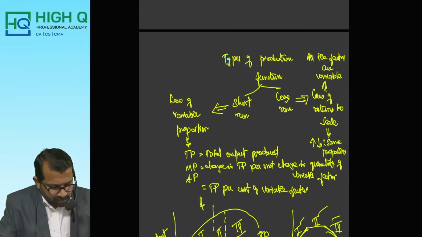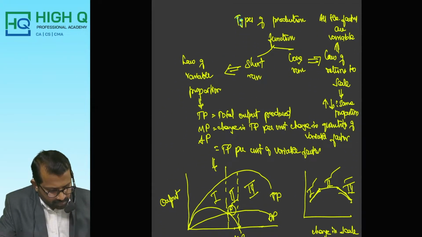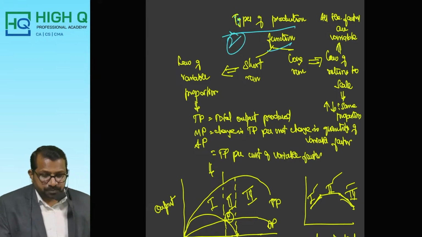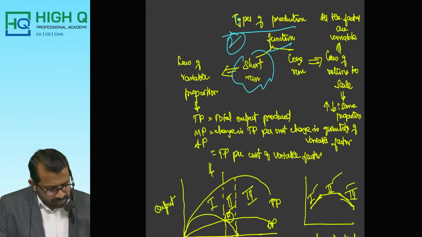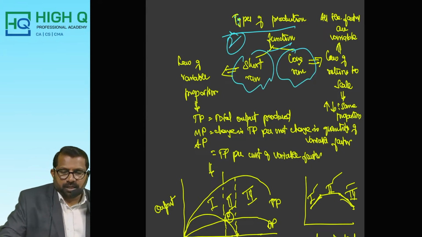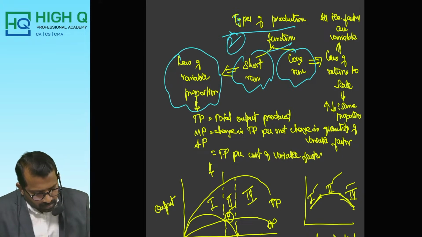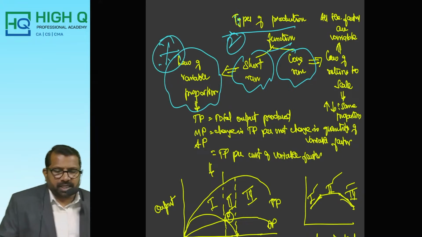So these two are very much important for your examination. First, what you have to do is types of production. How many types? There are 2. One is short run, another one is long run. Short run deals with the law of variable proportions, mark it as important.